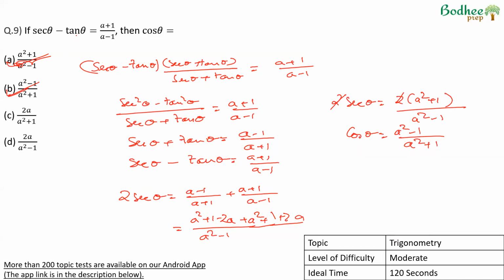Again, the question is not difficult, but getting the fact that we just have to eliminate tan theta is something that may not strike you up front, and therefore the question might take some time to solve. So moderate, about 2.5 minutes.